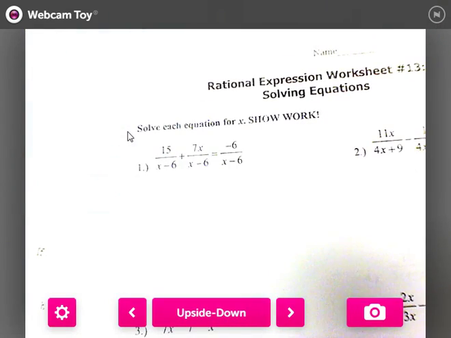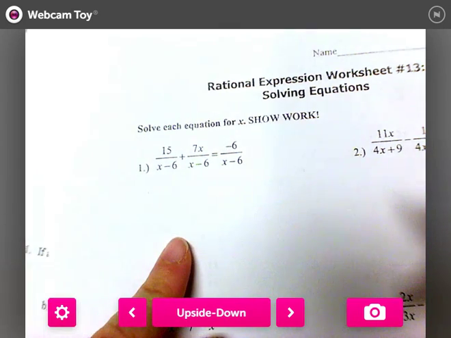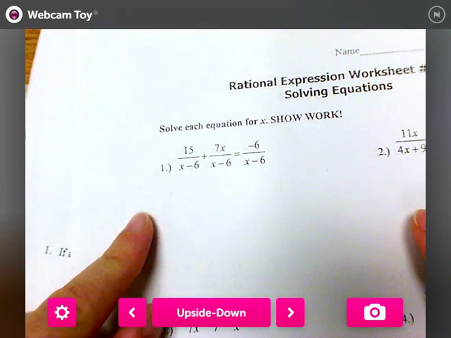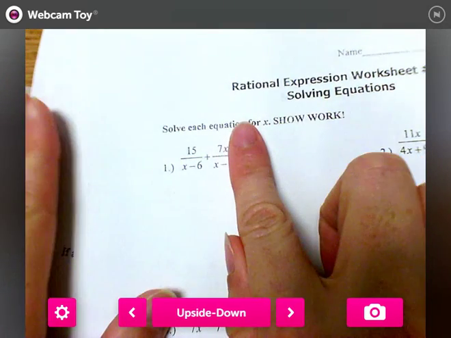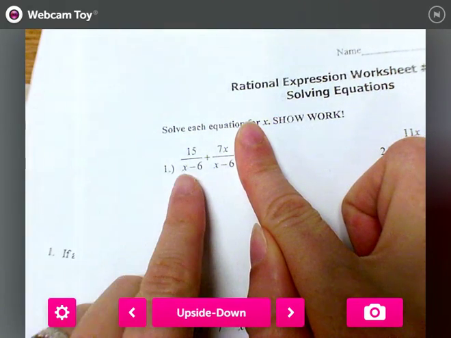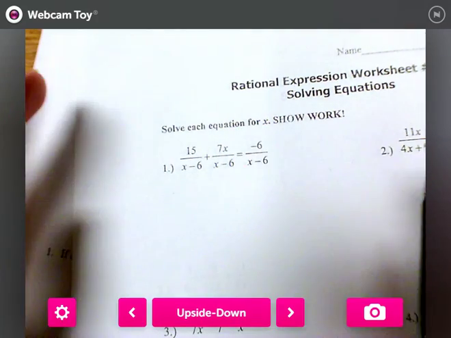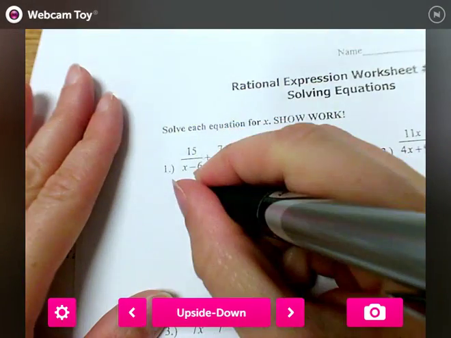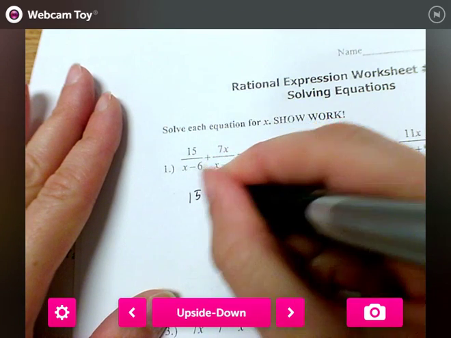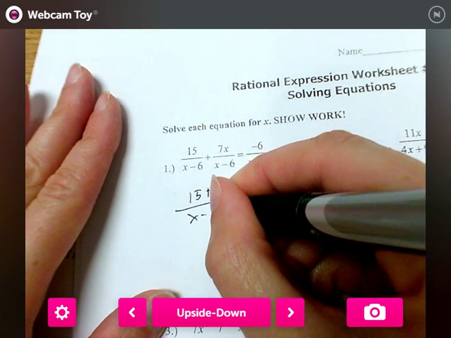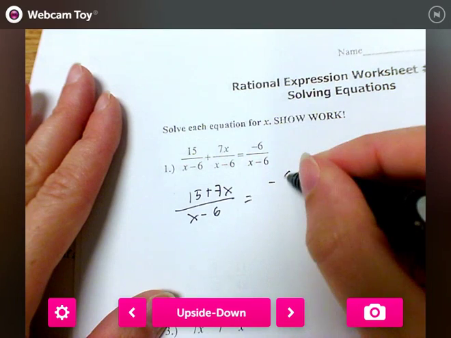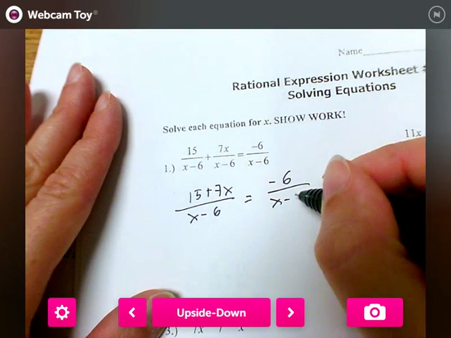So we've done expressions. This has an equal sign in it, which means I should get x equals something at the end. I should get what the value is. So the first thing I'm going to look at is everything on the left side of this equal sign. Do the bottoms of these two fractions match? Yes. So I can just add them together, right? Yes. So I get 15 plus 7x over x minus 6, which equals negative 6 over x minus 6.